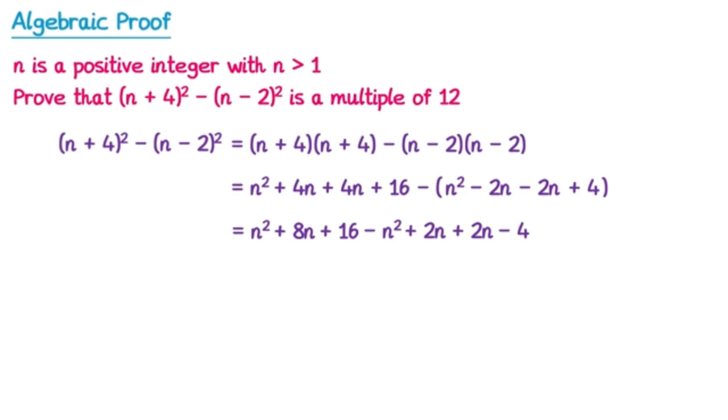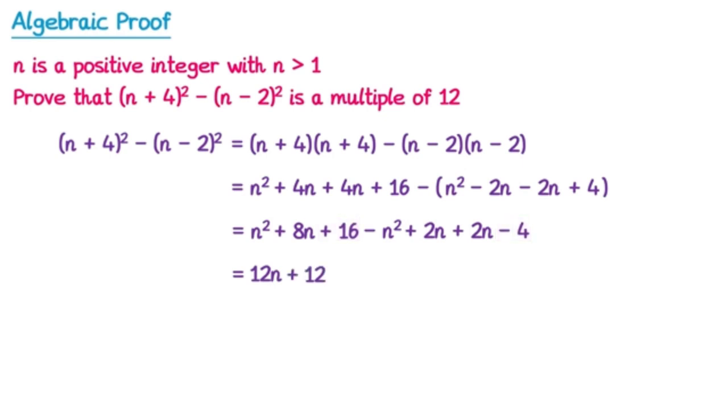Now we can go ahead and simplify. We have n squared subtract n squared, which is actually 0. Then we have 8n plus 2n plus 2n, which is 12n. And then 16 subtract 4, which is plus 12.